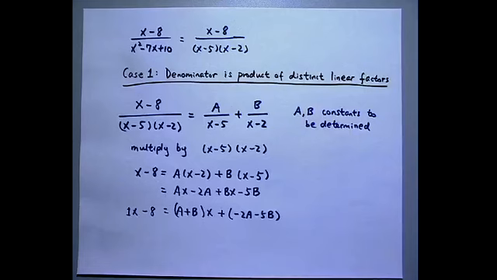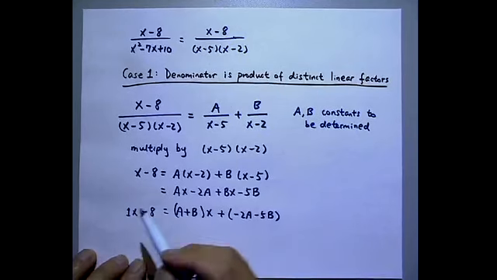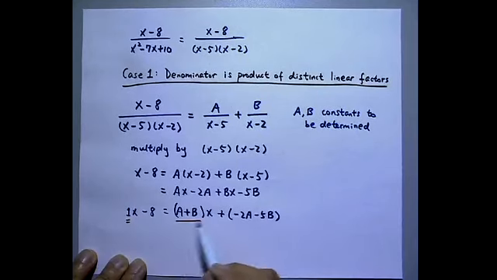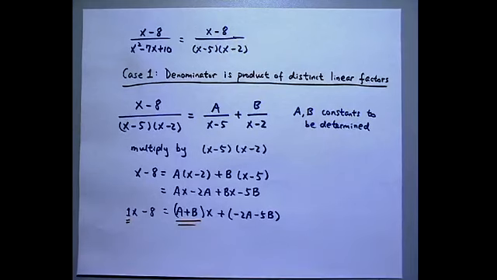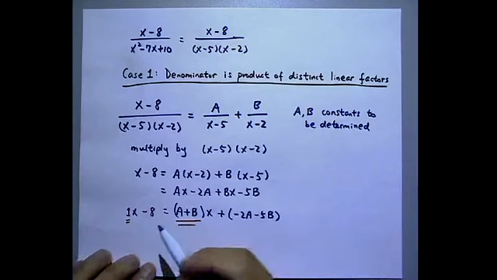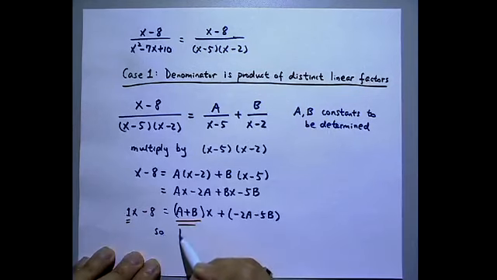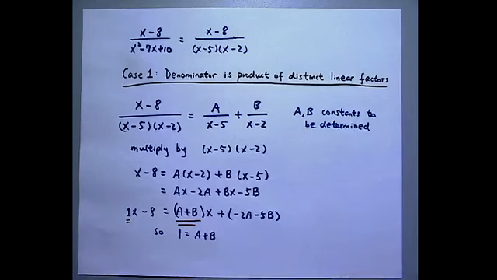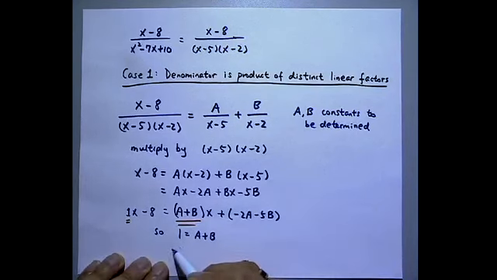Okay, you see how this works now? We want these two to be equal, right? So this means that 1 must be equal to a plus b, whatever a and b are. And negative 8 must be equal to minus 2a minus 2b, minus 5b, sorry.